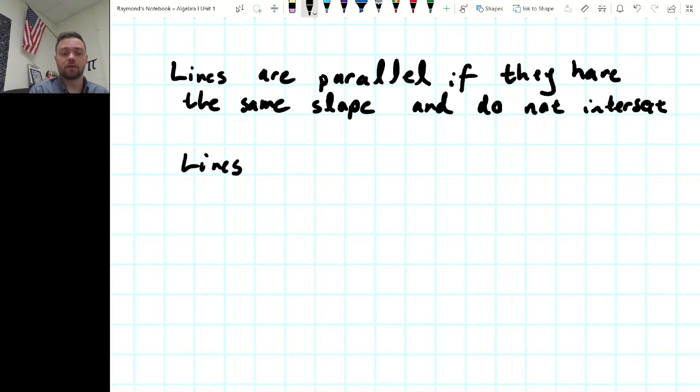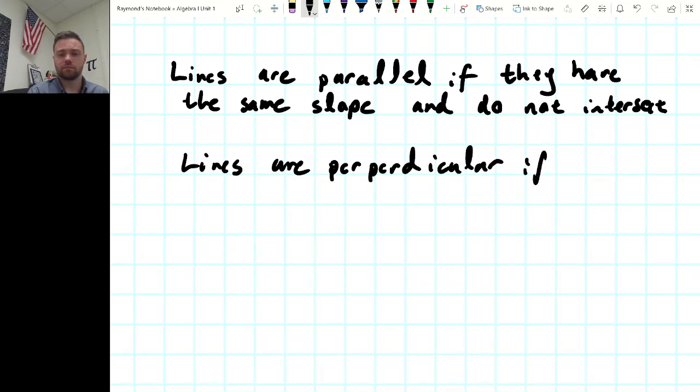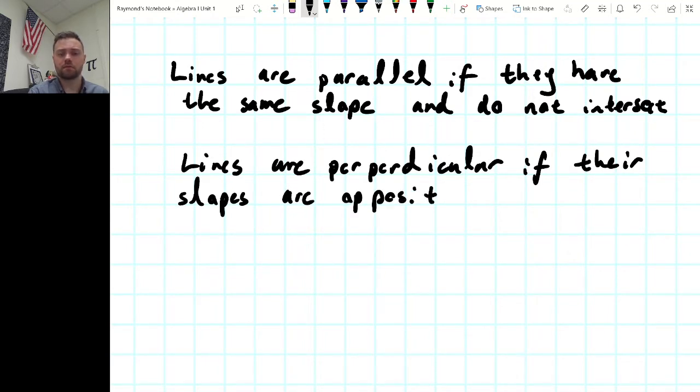Lines are perpendicular if their slopes are opposite reciprocals. And what I mean by that is whatever the slope is for one line, the other one will be the exact opposite as far as numerator and denominator are concerned, and it will be a negative slope.